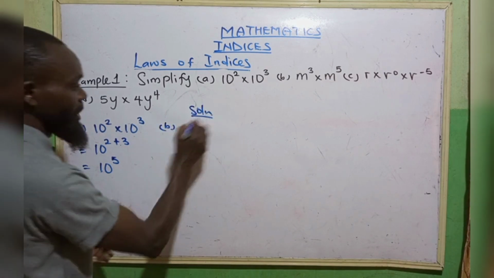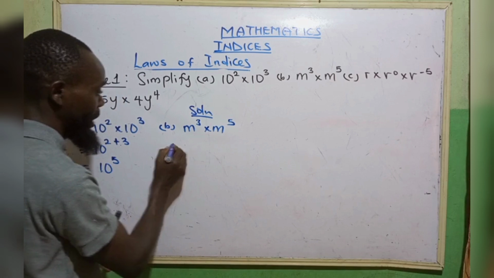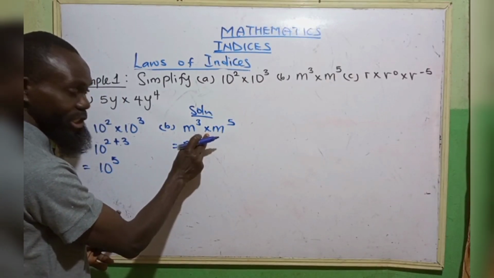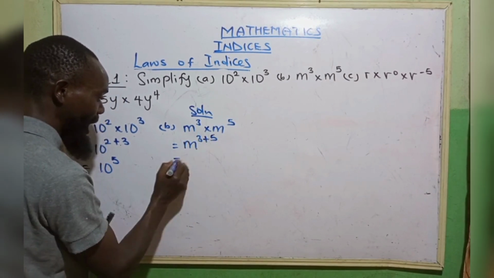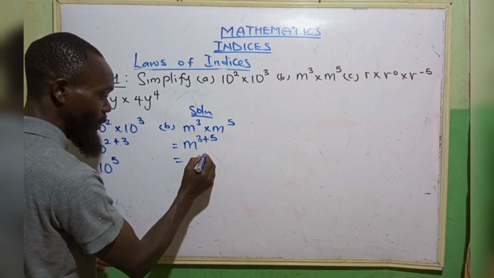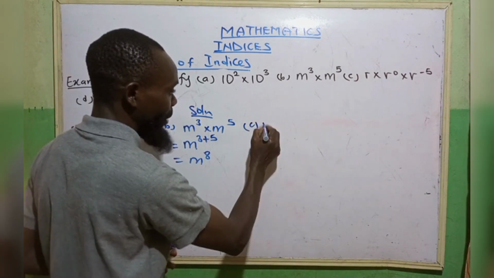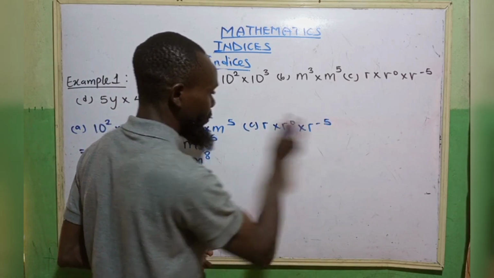Question B, m raised to power 3 times m raised to power 5. Pick one of the base, we have m raised to power 3. Multiplication changes to addition at the power, plus 5. So we have m raised to power 3 plus 5, we have what? 8. Question C, we have r times r raised to power 0 times r raised to power minus 5.